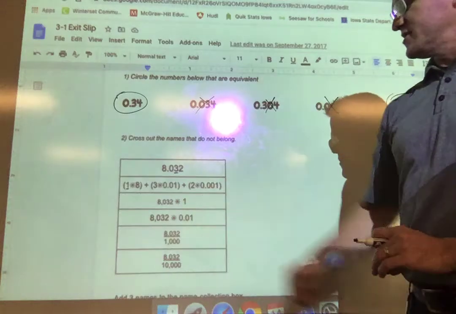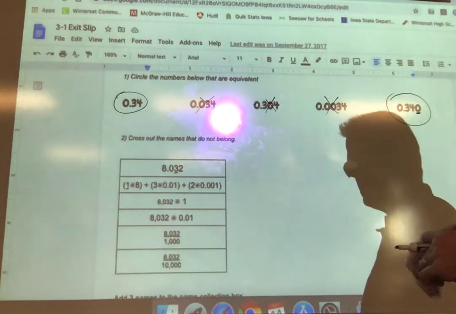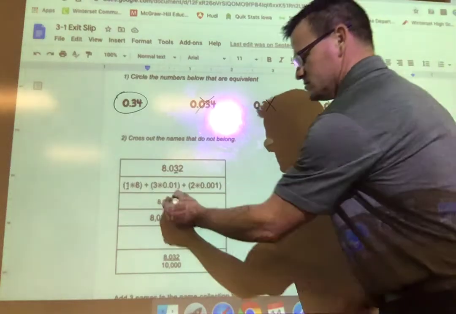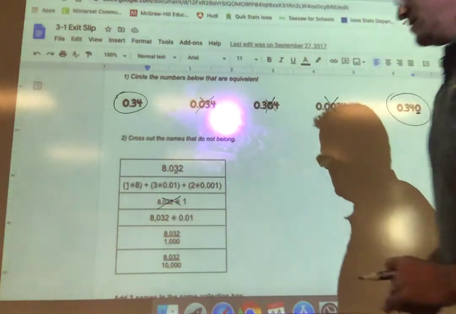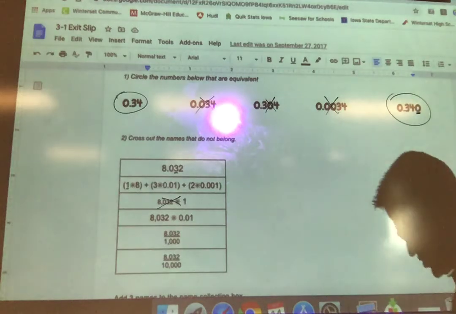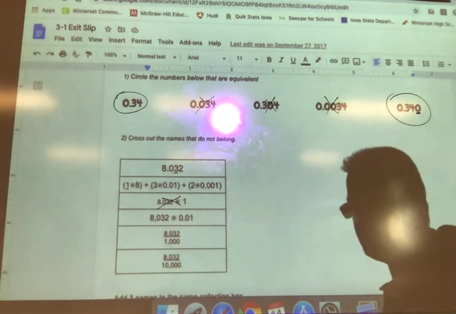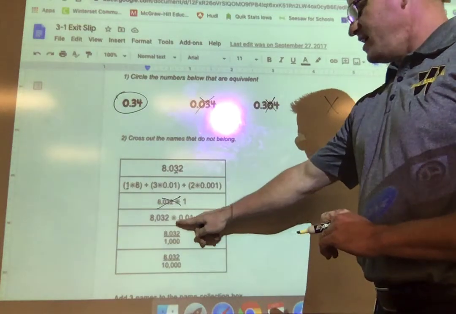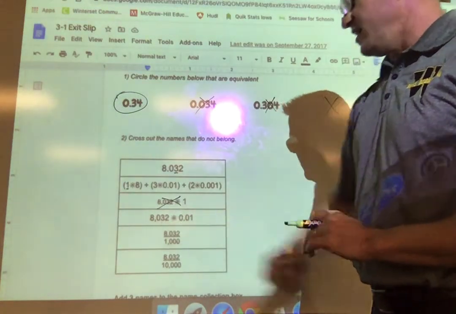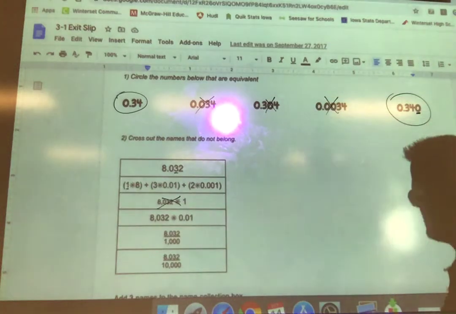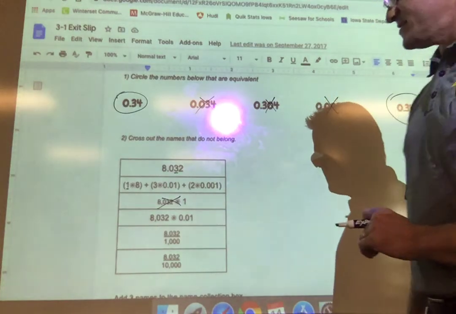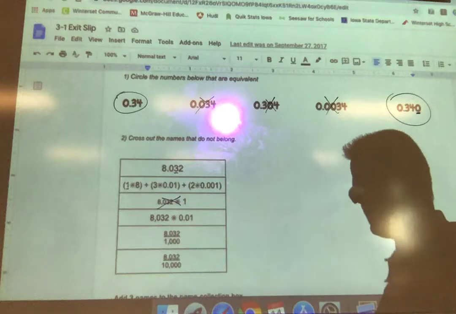Second box, 8,032 times 1. Anything times 1 with the identity property is itself. So that still equals 8,032. Definitely not close to 8. The second one, 8,032 times 1/100th. All right, so again, we want 1/100th of 8,032. So we know the value is going to be less than 8,032. And we should know that multiplying by 1/100th is the same as dividing by 100. You're going to make it 100 times smaller.